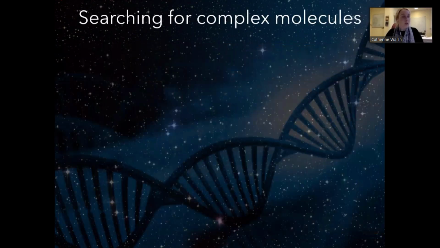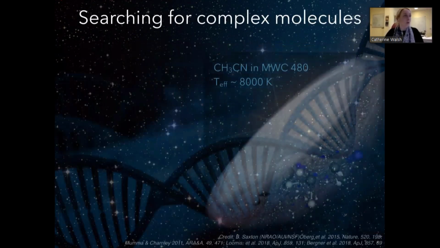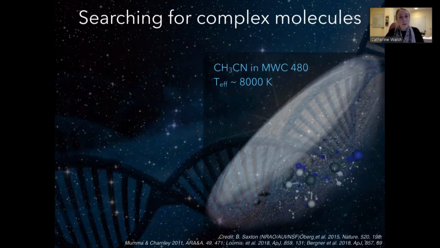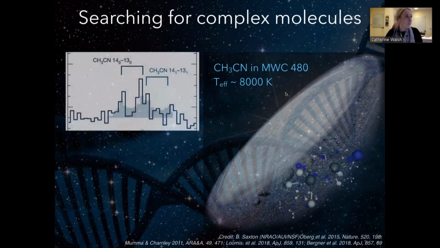Paula already showed you this discovery before, I'll just go over it again. The first molecule with 6 atoms or more that was detected in a protoplanetary disk was methyl cyanide, CH3CN, and that was detected in a disk called MWC 480, which is a disk around a relatively higher mass star than the Sun, with an effective temperature of about 8,000 Kelvin. So this disk is a bit warmer than perhaps the disk around the young Sun would have been.